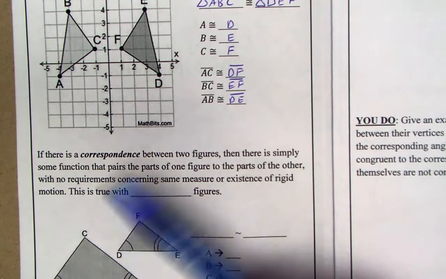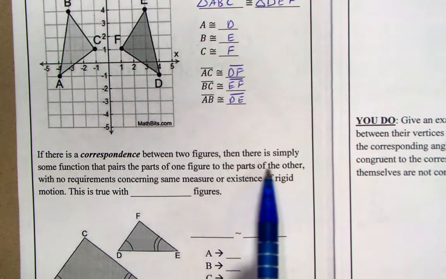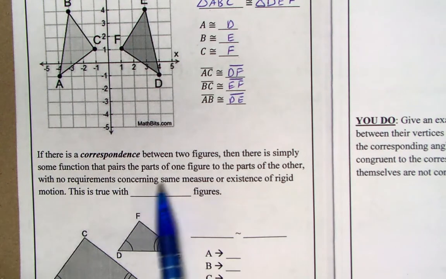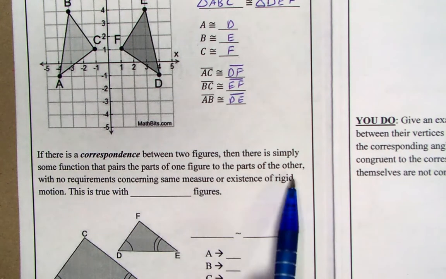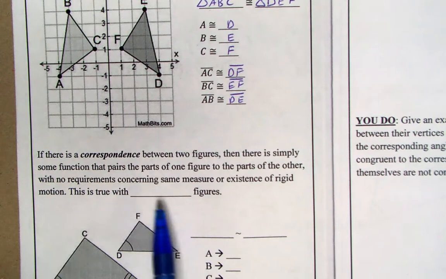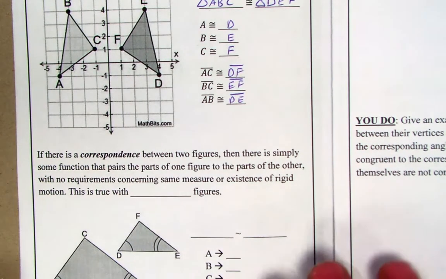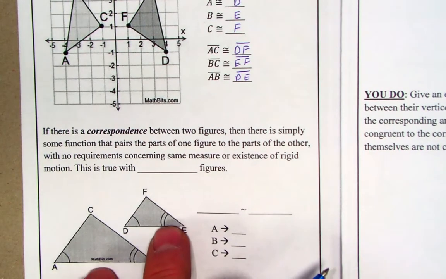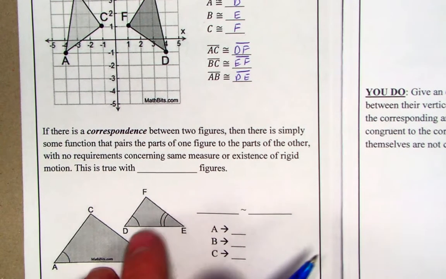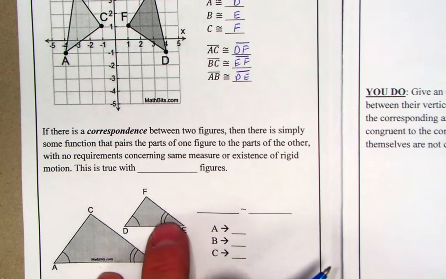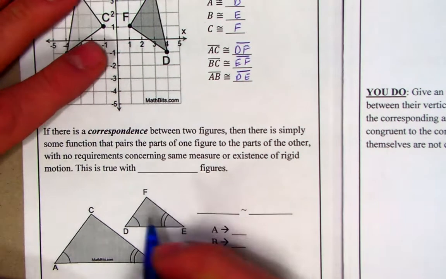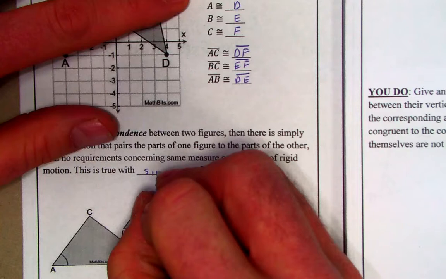Okay, so there's a difference. If there's a correspondence between two figures, then there's simply some function that pairs the parts of one figure to the parts of the other with no requirements concerning same measure or existence of rigid motion. So the idea is there could be a connection between the two shapes, but it doesn't mean you got there through a series of rigid motions. They don't have to be congruent. So this is true with similar figures.